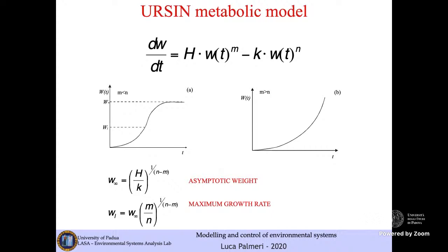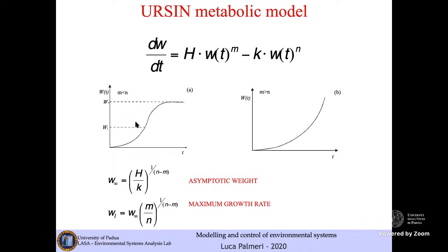In particular, if we start to analyze this model, we may immediately find two completely different conditions concerning the relative values of exponents m and n. In the case in which the exponent m is smaller than n, we have a limited growth model. So the solution, W(t), of this first order nonlinear differential equation is a sigmoidal curve, like it was in the case of the logistic growth model.